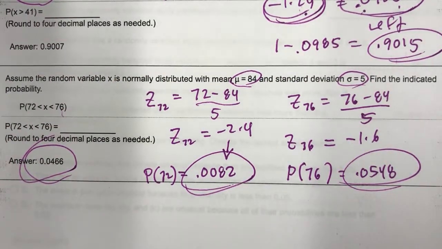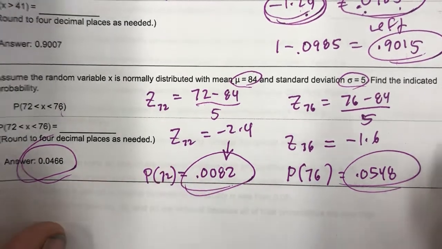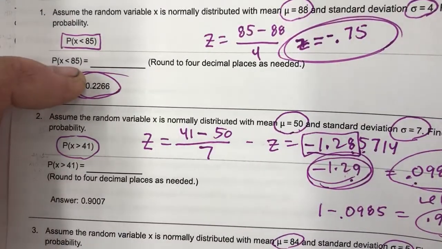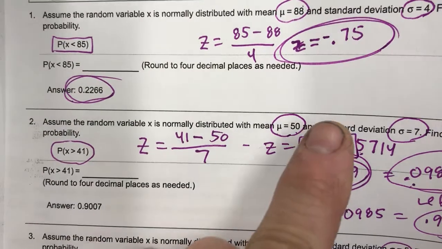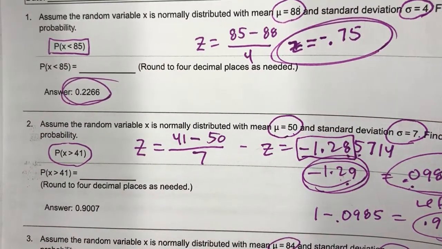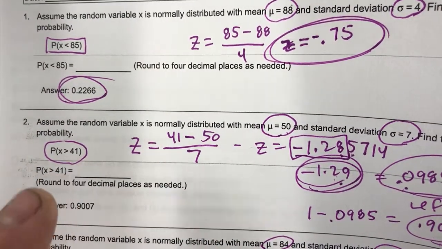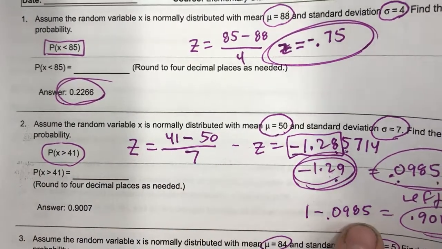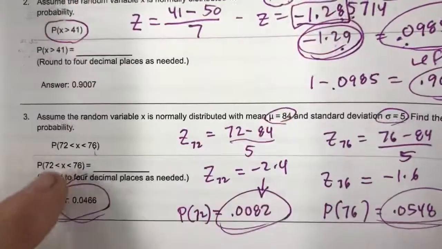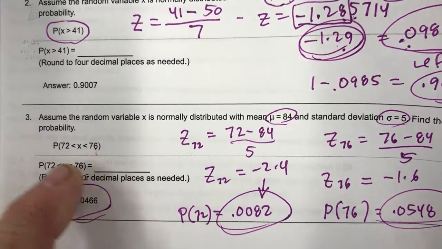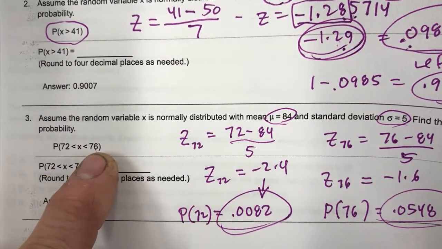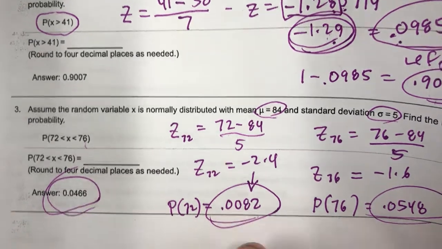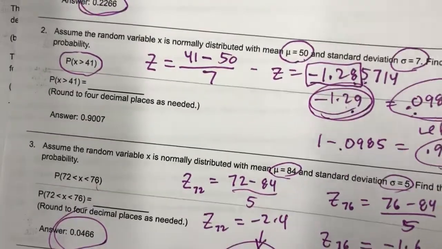Okay, so there's three ways it could go. Your probability is less than a value, so you look up your z-score, you find that probability, and that's your answer. Or it's greater than a value. So if it's greater than, you look up that z-score, and then you got to do 1 minus that. Or it's going to be between two numbers, which you look up each z-score, find the probabilities, and you subtract them. That's the three ways it could be.